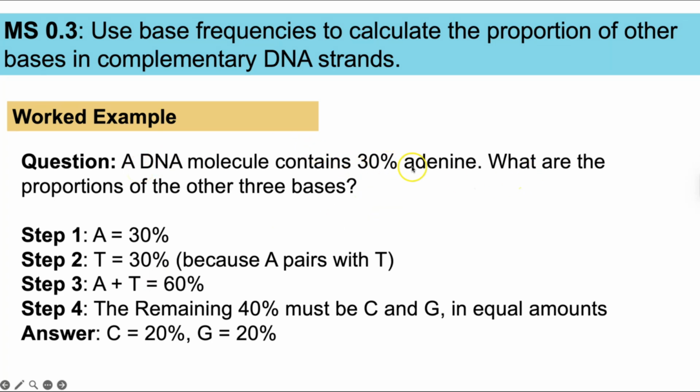Well, if we've got 30% adenine, we'll have 30% thymine. Then we know that adenine and thymine are half of the bases, the other half is cytosine and guanine. So if 30 is adenine, 30 is thymine, then those together add up to 60. Take that away from 100 gives us 40% left. That has to be equally split between cytosine and guanine, so they must be 20% each.